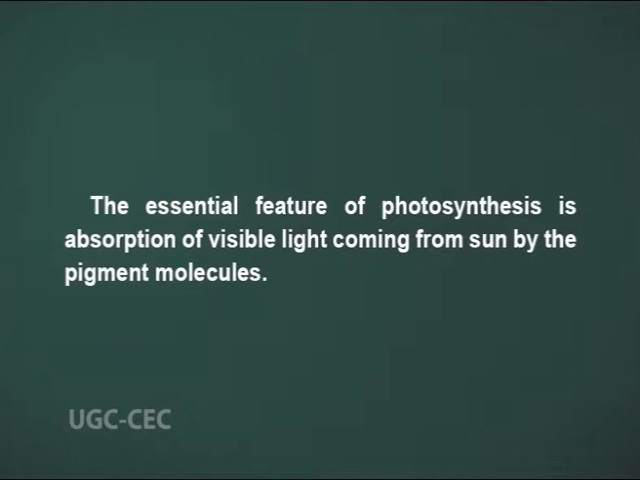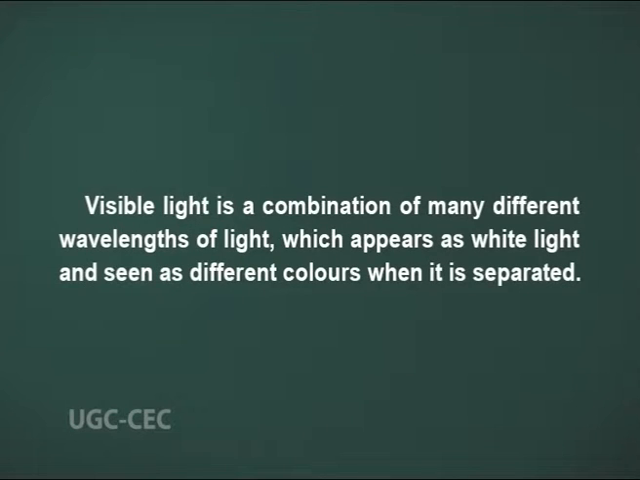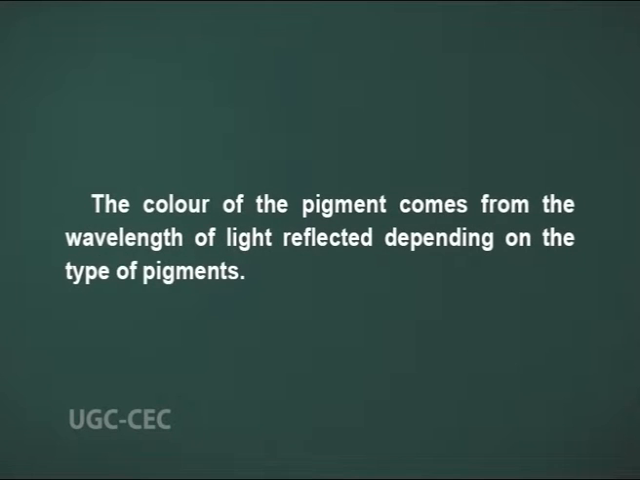The essential feature of photosynthesis is absorption of visible light coming from the sun by the pigment molecules. Visible light is a combination of many different wavelengths of light which appear as white light and are seen as different colors when separated. The color of the pigment comes from the wavelength of light reflected, depending on the type of pigments. So, the colors of the photosynthetic pigments that we perceive also depend on the type of pigment, and they absorb at different wavelengths of absorption spectra.